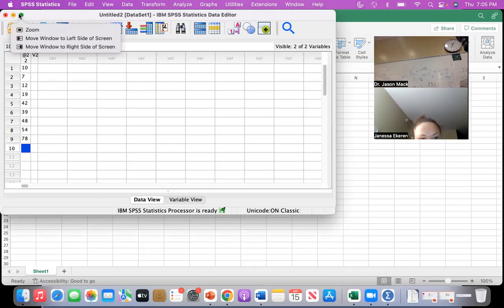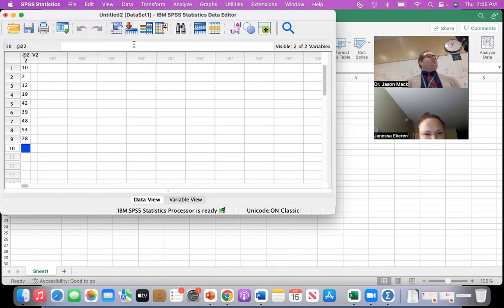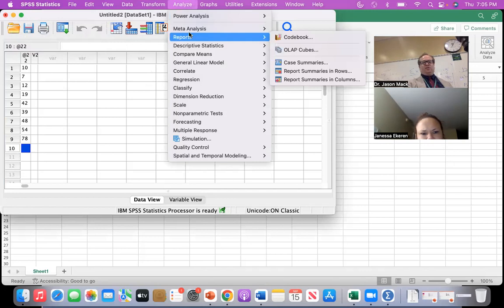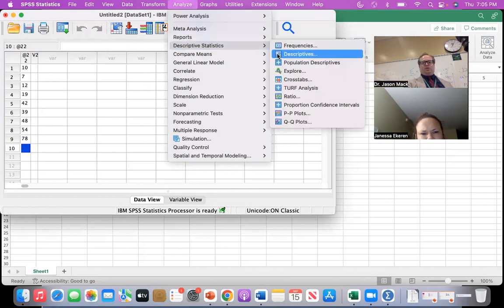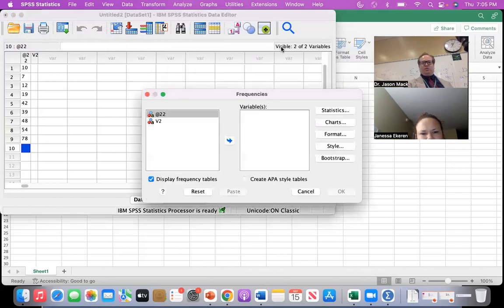So now we can click on Variable View and we could label these, like we could say these are ages of people. And then these are our ages. So we opened it. So now you asked, can we do this in SPSS? Yeah, you click Analyze, Descriptive Statistics, Frequencies.